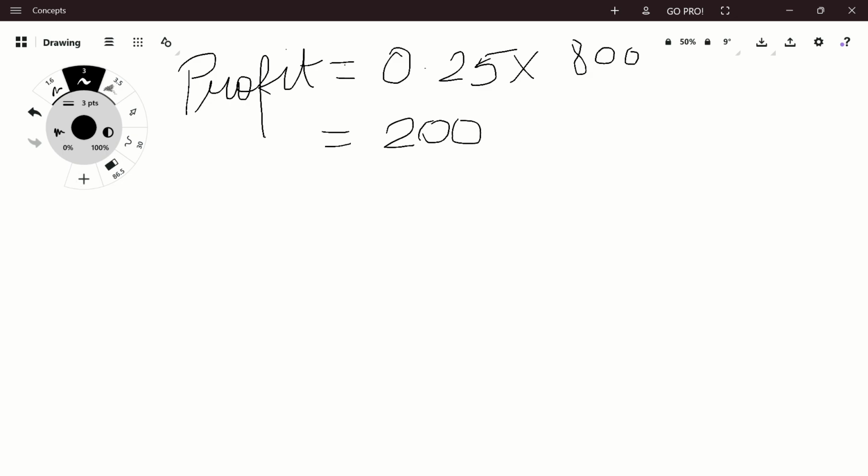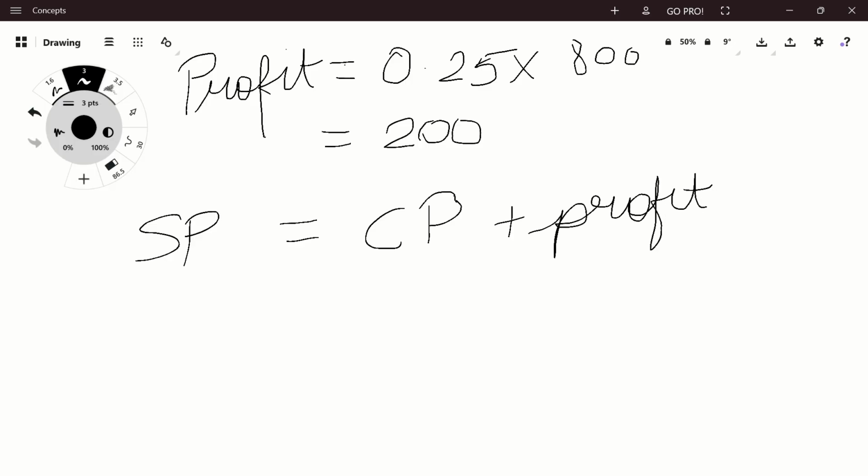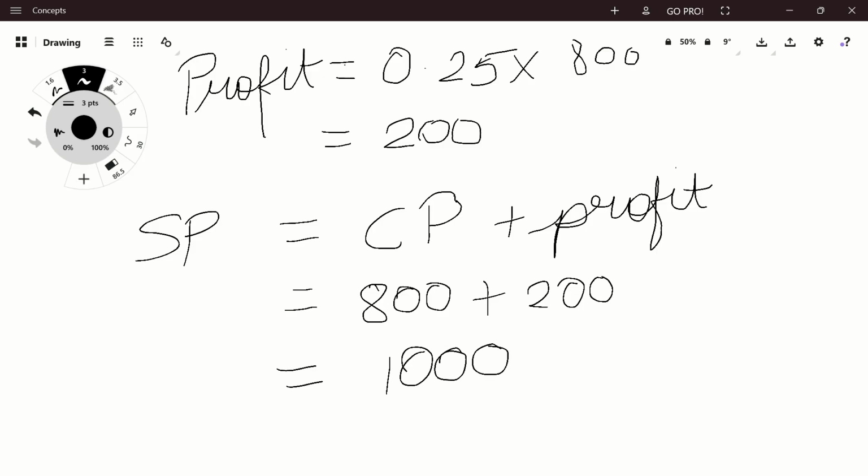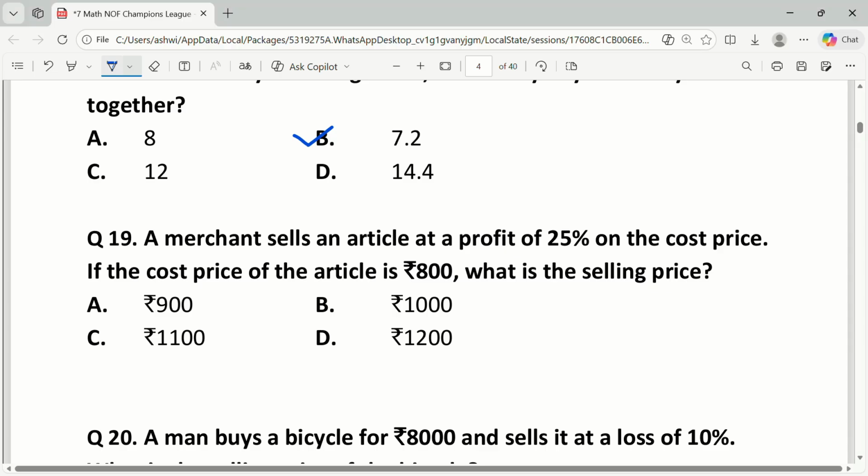The selling price is the cost price plus the profit. So, selling price will be equal to cost price plus profit, which should be equal to 800 plus 200, which is equal to 1000. So the selling price will be 1000, which is option B.